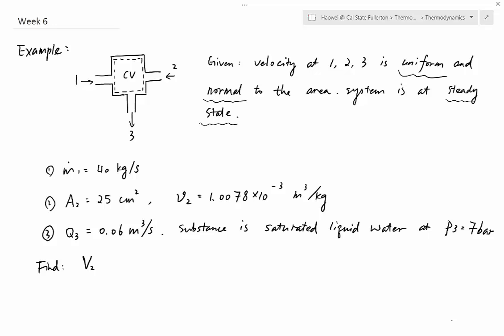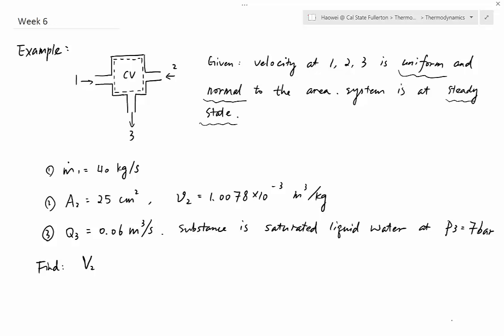In addition, we know mass flow rate m dot 1 is equal to 40 kilograms per second. Cross-sectional area A2 is equal to 25 square centimeters. Specific volume nu2 is given as 1.0078 times 10 to the negative 3 cubic meters per kilogram. And then in addition, Q3 is given as 0.06 cubic meters per second.